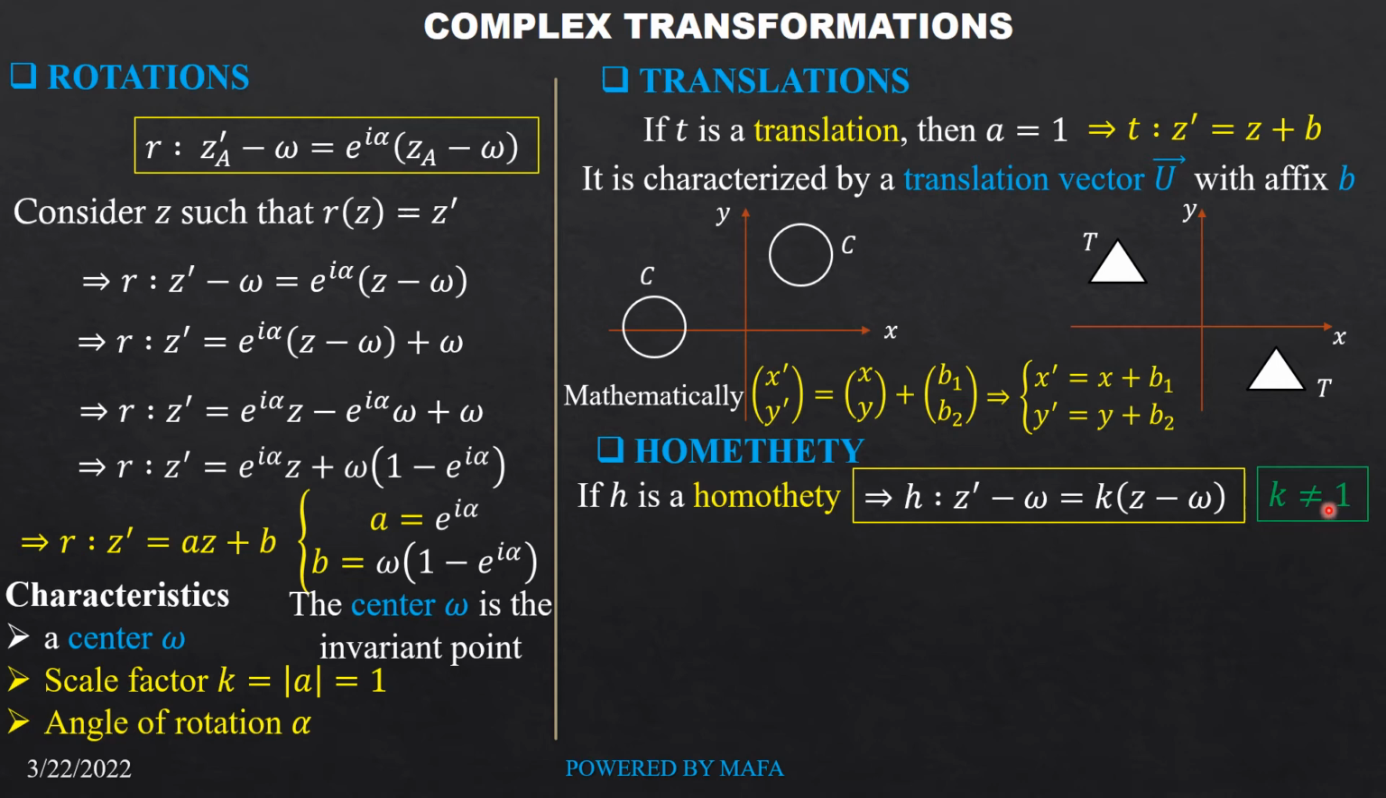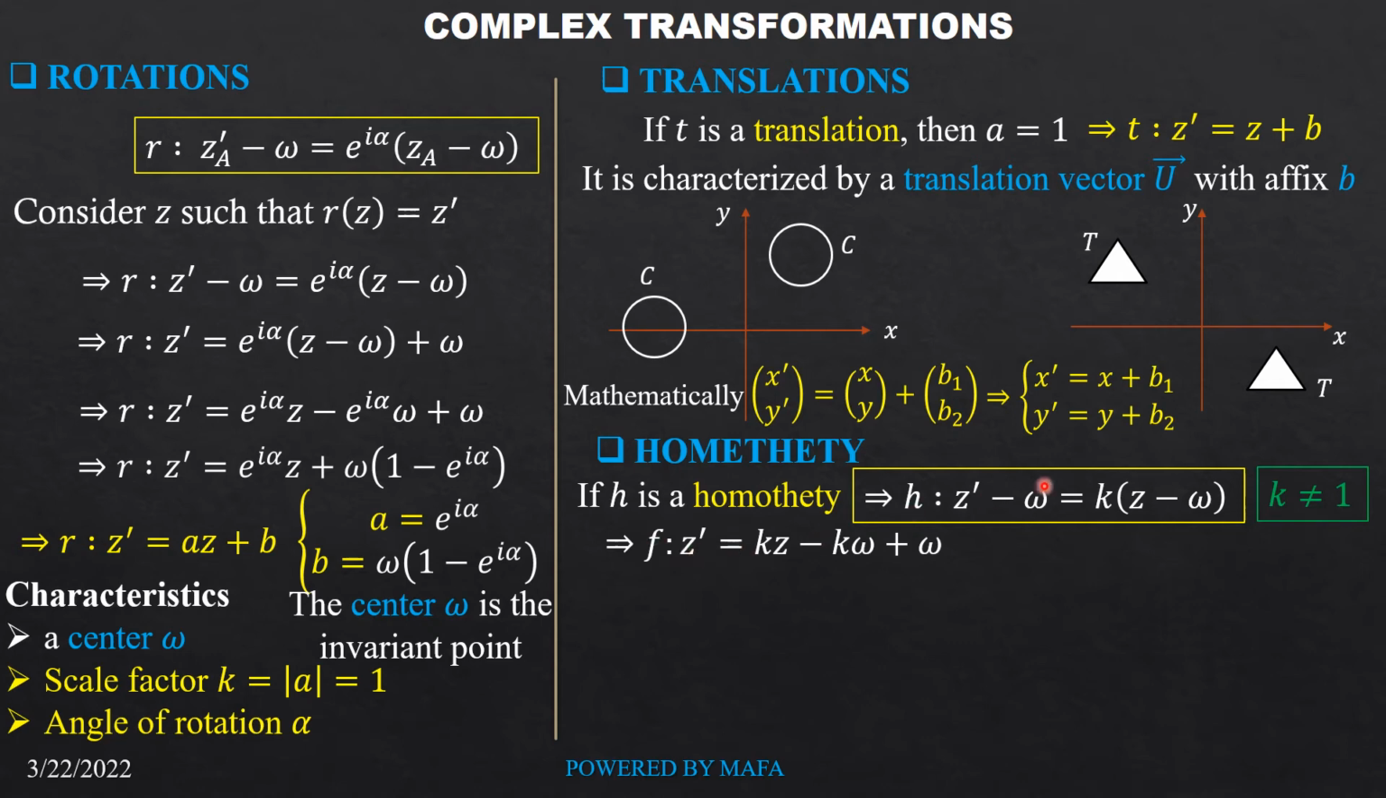The scale factor is the factor to which you enlarged or the factor to which you reduced. But if it is equal to 1, it means I have not done anything. So you just see z prime minus omega will be equal to z minus omega, so z prime will be equal to z. So the image will be equal to the point. So that's simply a reflection. I think physics students can understand better. Okay, so here is supposed to be h and not f.